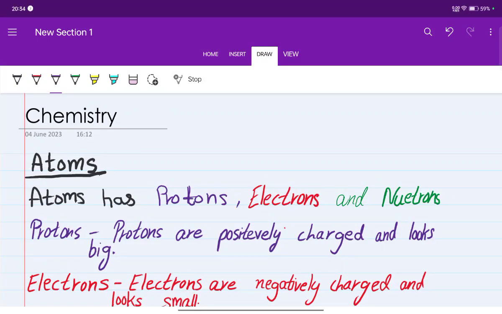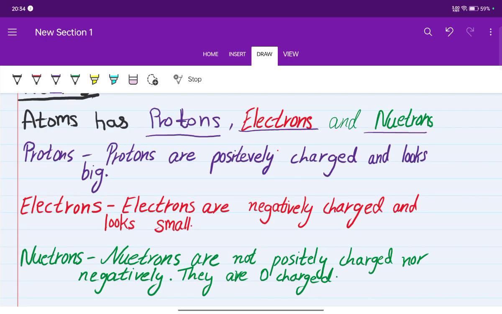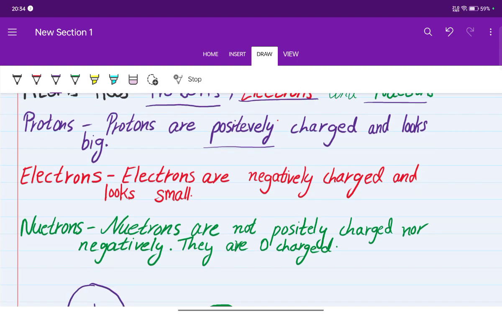Chemistry. Atoms. Atoms have protons, electrons and neutrons. Protons are positively charged and look big. Electrons are negatively charged and look small. Protons look big and electrons look small, meaning that when we show them in a picture, protons are usually shown big and electrons are usually shown small.